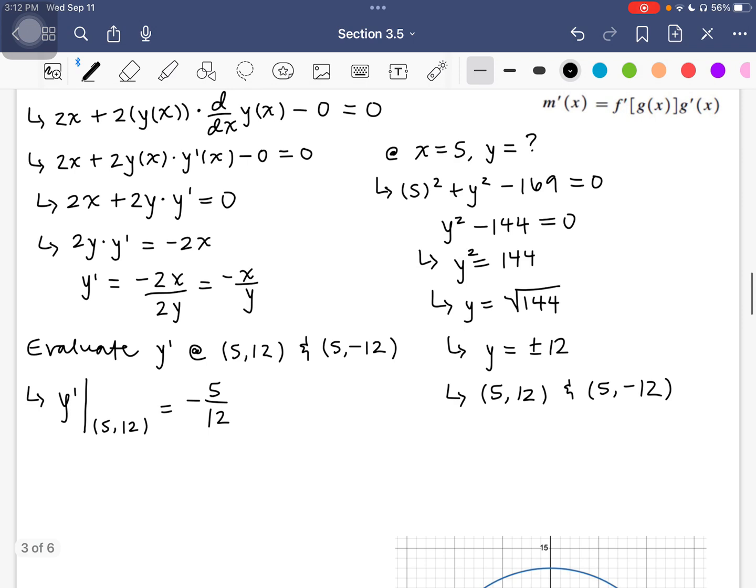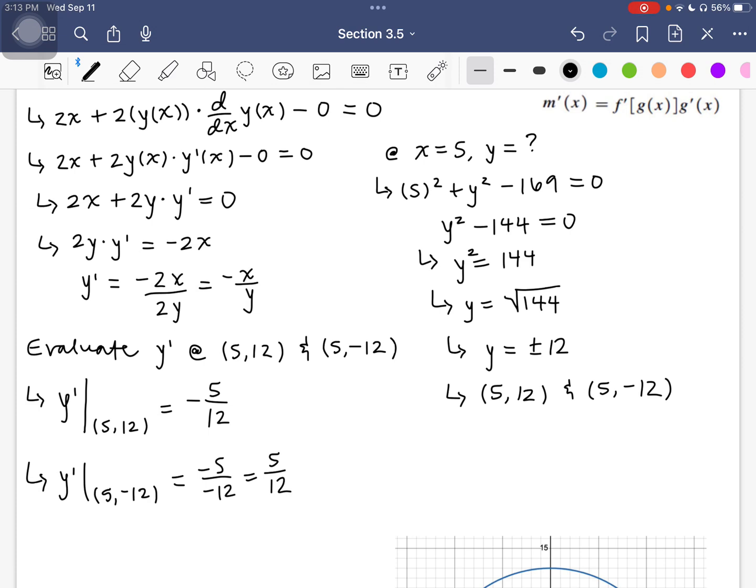All right. And then doing the same thing for our other point, 5 and negative 12. So we're evaluating y prime at 5 and negative 12. We will plug in 5 here and negative 12 on the bottom, so our negatives will cancel. And so we get positive 5/12.